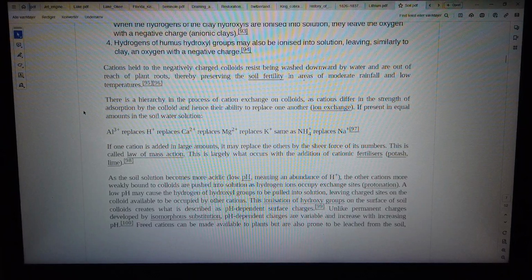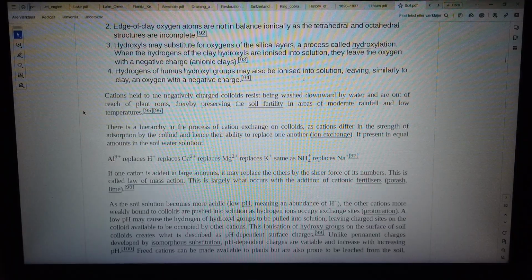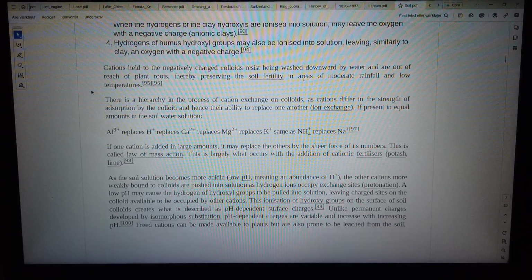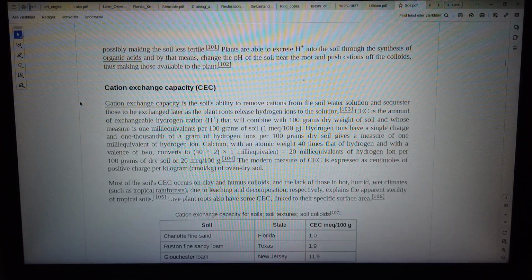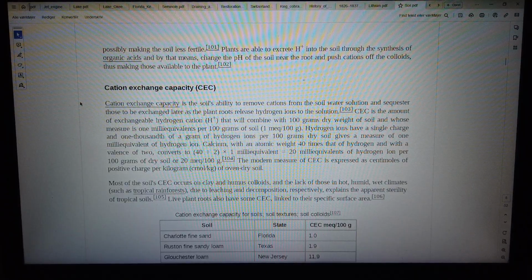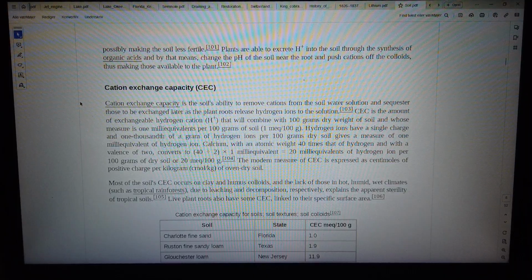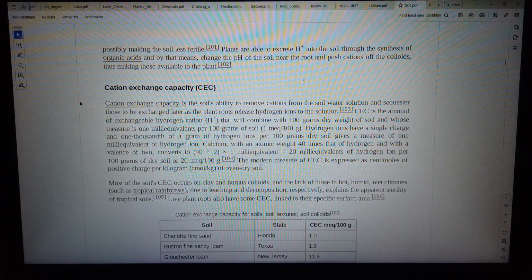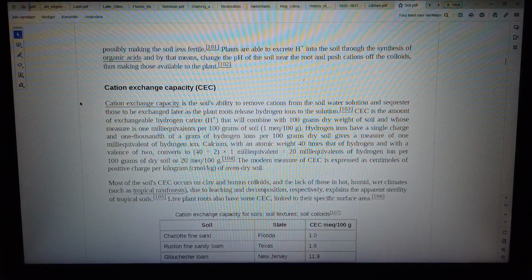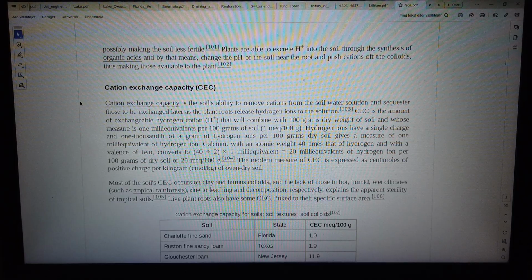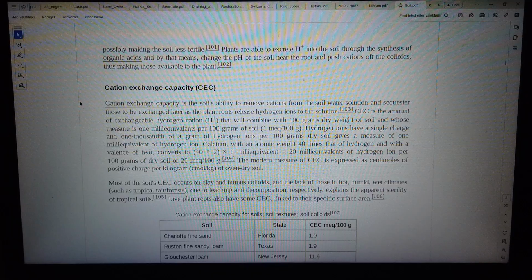100. Freed cations can be made available to plants but are also prone to be leached from the soil, possibly making the soil less fertile. 101. Plants are able to excrete H+ into the soil through the synthesis of organic acids and by that means change the pH of the soil near the root and push cations off the colloids, thus making those available to the plant. 102. Cation exchange capacity, CEC.